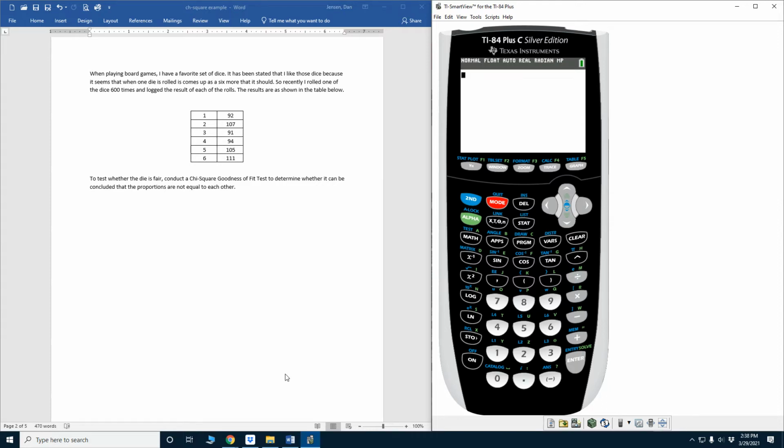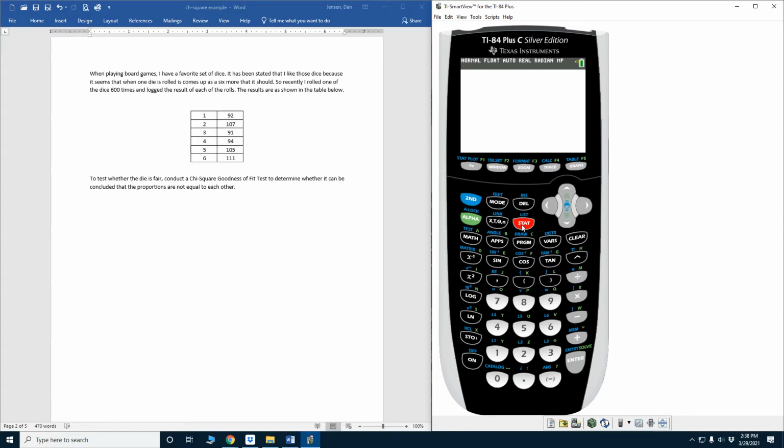So remember that if I roll the dice 600 times and the probability is 1 out of 6 of getting a 1, a 2, a 3, a 4, a 5, or 6, I would expect to get each of those values approximately 100 times. Now, do these numbers look approximately 100 times each? Fairly close, but let's just go ahead and do that test.